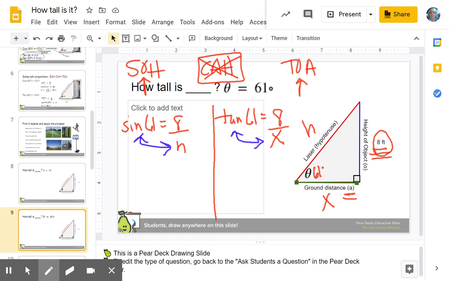We can do all that crazy multiplying and dividing that we just did to prove that, or we can just remember. If your variable is in the denominator, you've got to switch your function and your variable. So I'm going to rewrite that. H equals 8 divided by sine of 61. Okay, all I did was switch places with the sine 61 and the H. And then you're going to put this in the calculator.